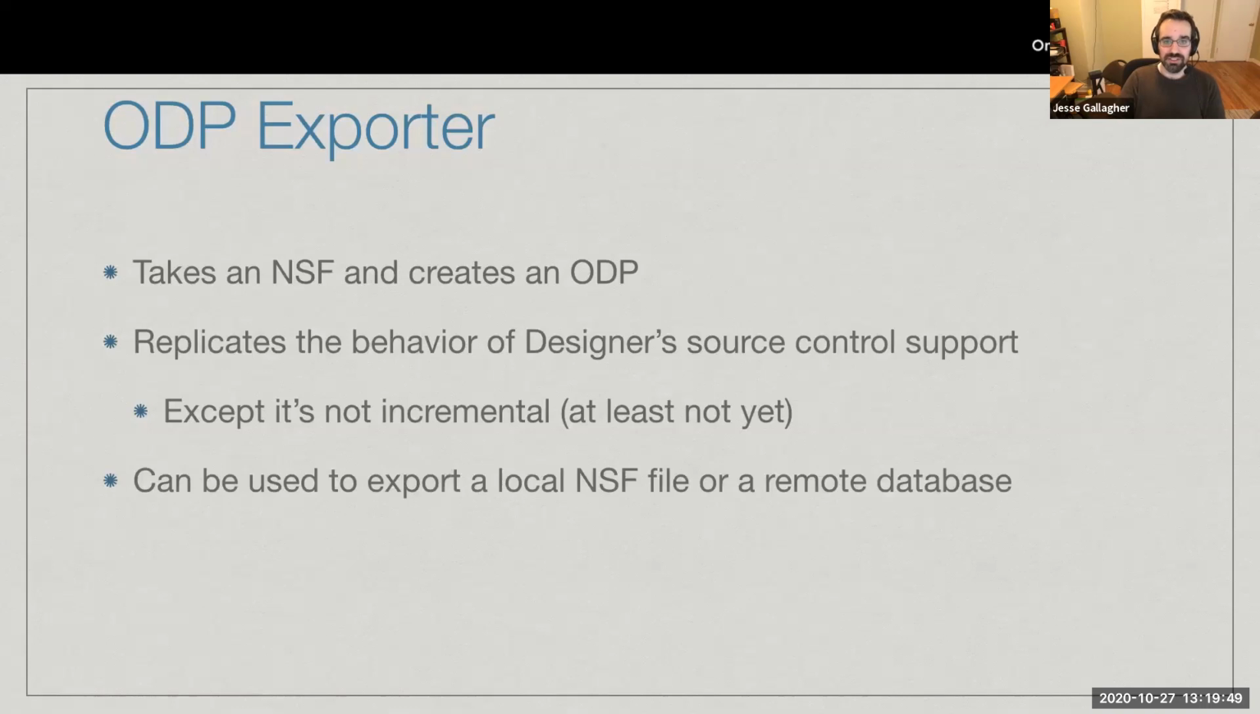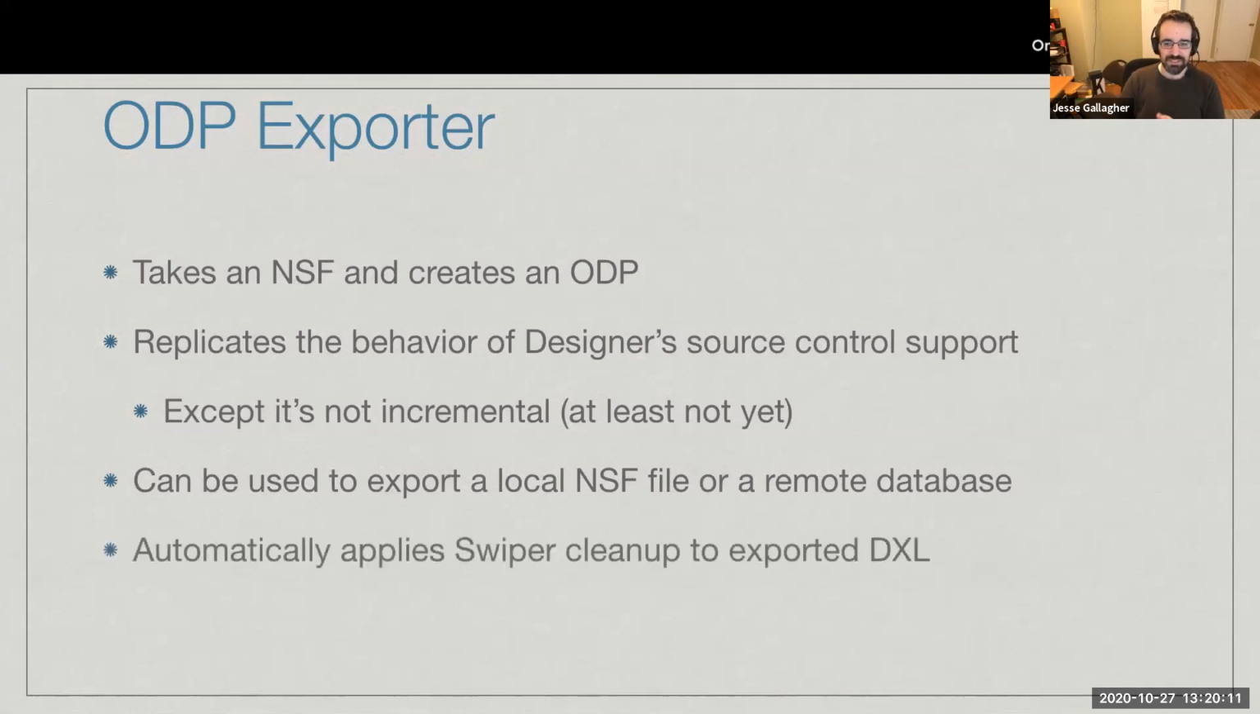For example, I use it in this way in my IP management role, where I download a project and it's an NSF, and I can say, well, just export this into an ODP so I can point my IP management tools at it and deal with it in a much nicer way. So I also use this as part of my client projects where I point it at the ODPs on a server and it will bring all of them down, or NSFs on a server, and it will bring all of them down. It has a nice benefit in that it automatically applies swiper cleanup to exported DXL.